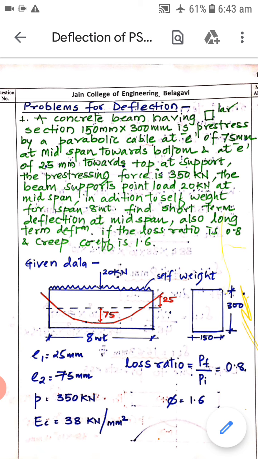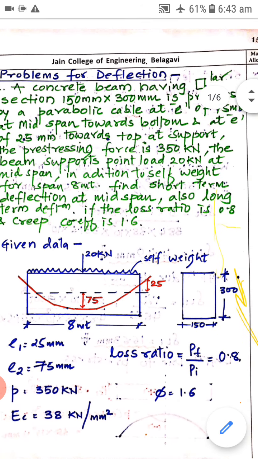After the discussion over the equations to calculate the deflections of prestressed concrete beams, today in this lecture we'll solve a small problem for the calculation of deflections. Okay. So I'll read out the statement of the problem first.